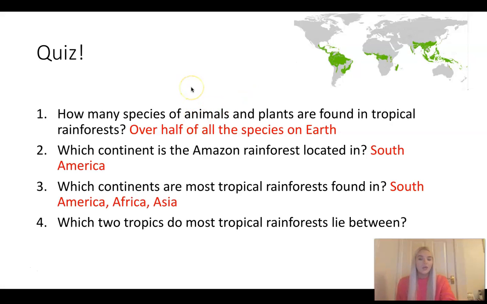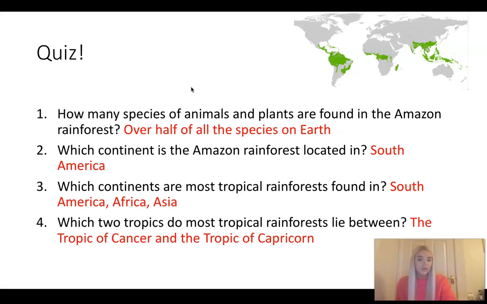And finally, which 2 tropics do most tropical rainforests lie between? I wonder if you can test yourself even further and maybe draw the equator and the 2 lines above and below it and label them too. You might want to pause the video here, but if you don't, and if you already know it, fantastic. The 2 tropics are the Tropic of Cancer and the Tropic of Capricorn. Well done, Year 4. I am so impressed with your knowledge already.